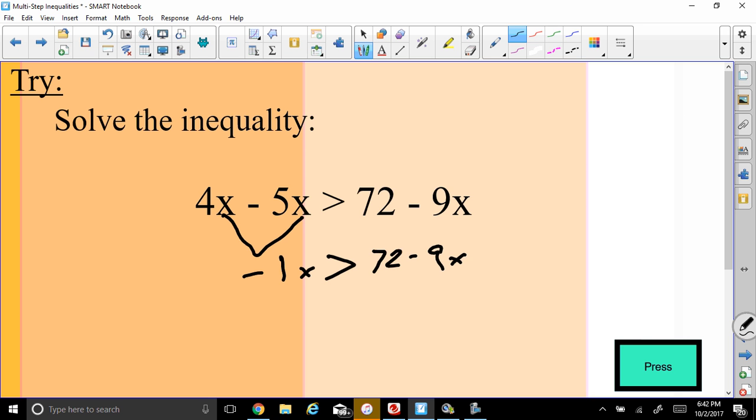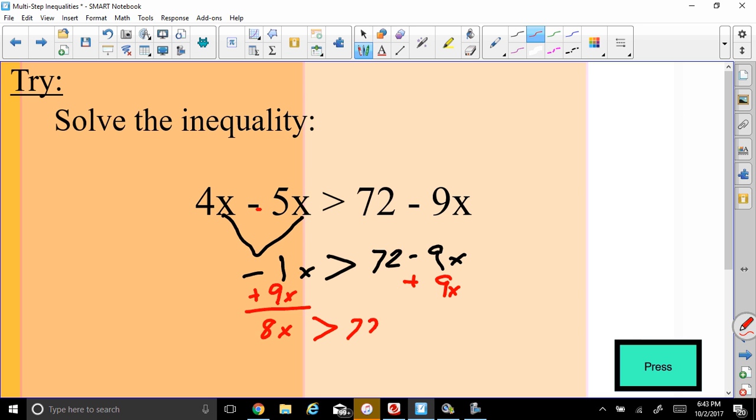So let's get the 9x to the other side by using the additive inverse, which is the opposite of minus 9x, which is plus 9x. Bring that over to the negative 1x, and the signs are different, so we subtract. That'll give us 9 minus 1, which is 8, and we get the x. We choose the sign of the 9 because it is larger. So we get 8x. We have our comparison symbol, which is greater than 72.